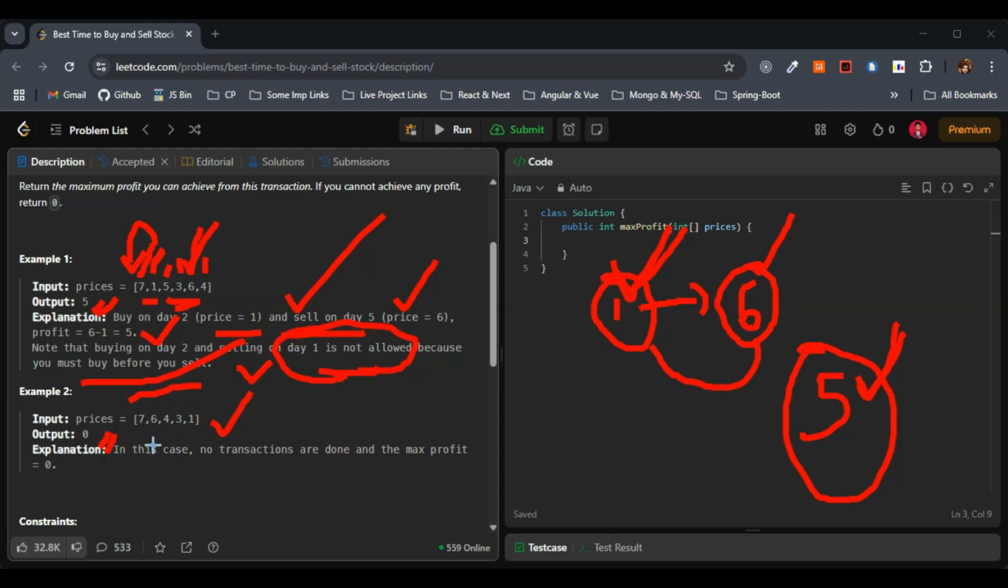We have the decreasing values here, 7, 6, 4, 3, 1. Strictly decreasing values these are, right? So you can clearly see here, we don't have the price here. In this case, they have given here no transactions are done and the maximum profit is 0, right?